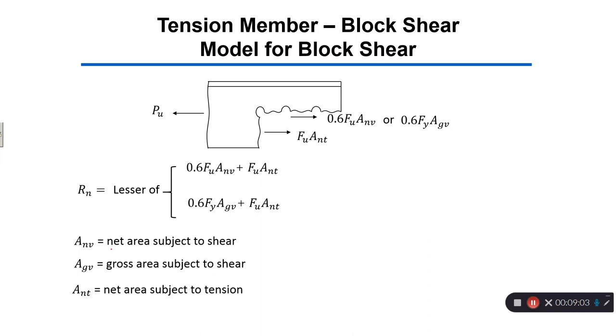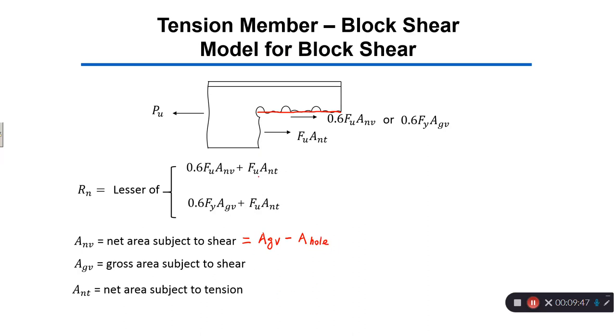Okay, and you have to determine the net area subject to shear, which is going to be the area along the shear plane. And AGV is the gross area subjected to shear. So we don't really need to use AGV in the equations. But in order to calculate the net area subject to shear, ANV, you must know AGV, right? Because your ANV is equal to AGV minus the hole areas.